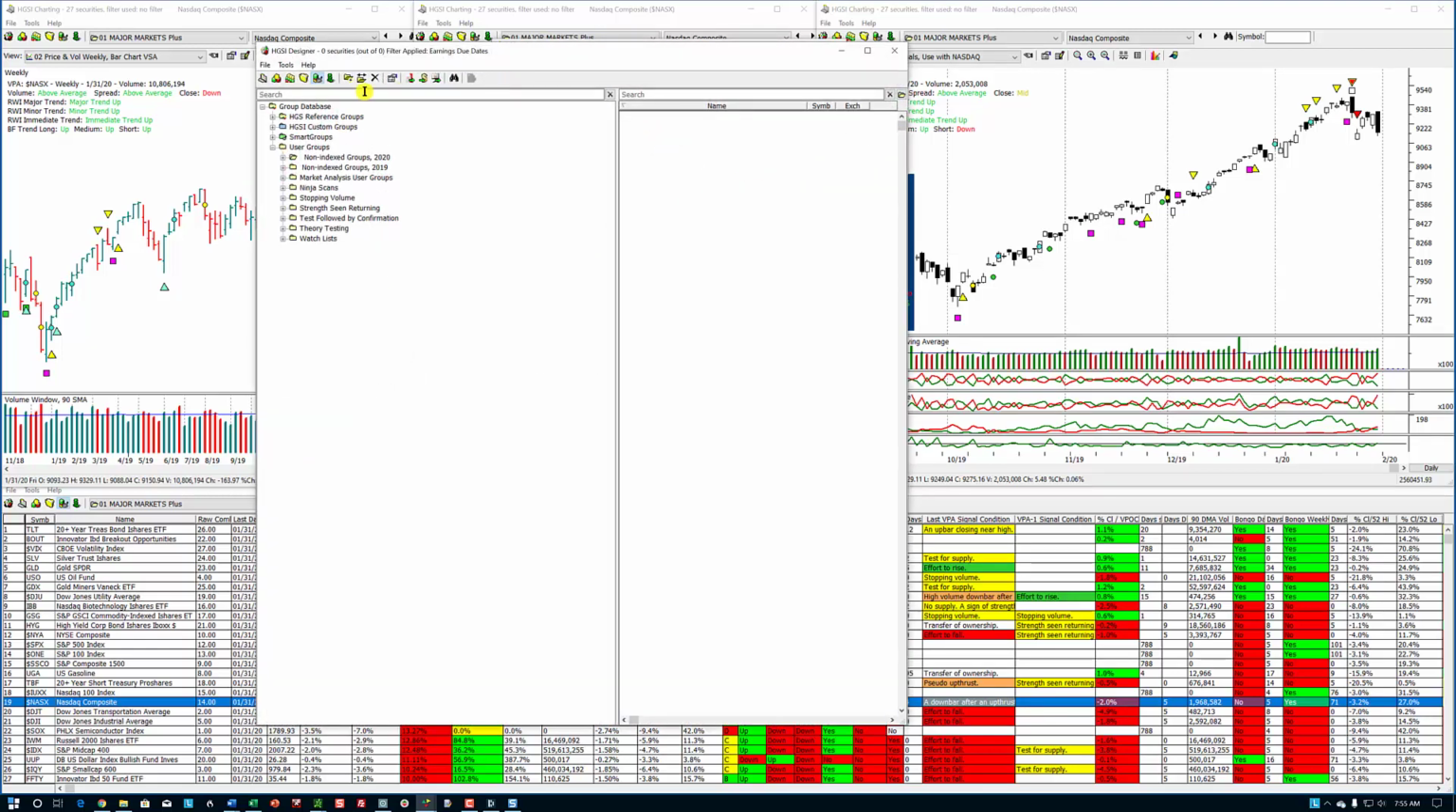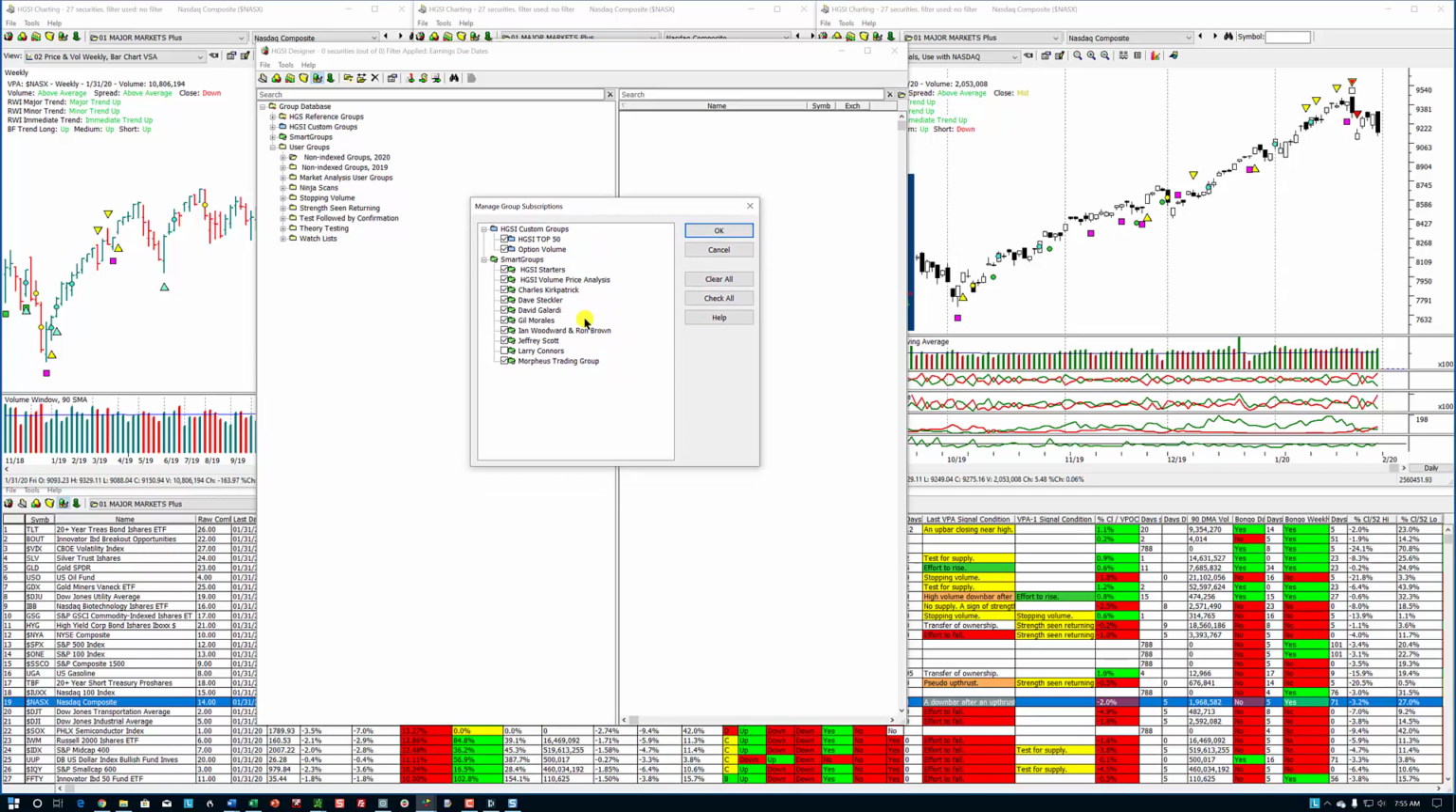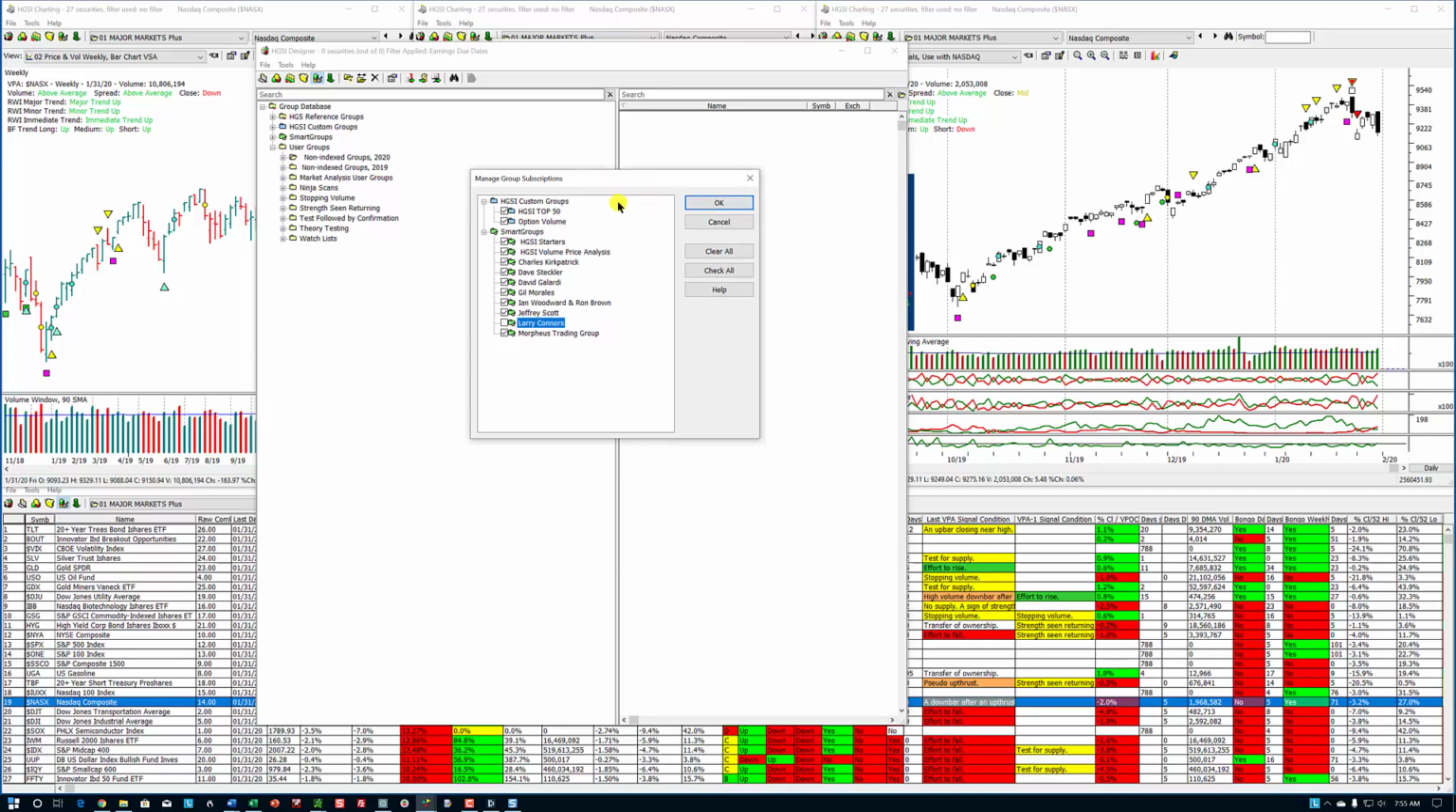Another thing you need to do is go into the designer, click on your file menu, and go to manage group subscriptions. Now, when the programs ship, for some reason these smart groups are not checked, I think for processing time, but they take very little time to process. So just go in here, select check all, and then I deselect Larry Connors, because that's an ETF trading program which is built into HGSI.